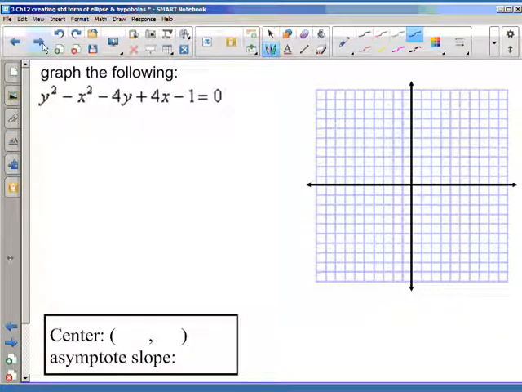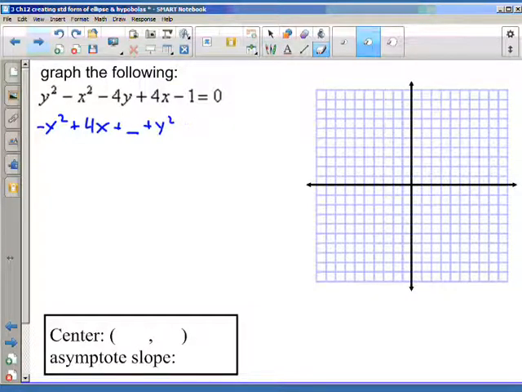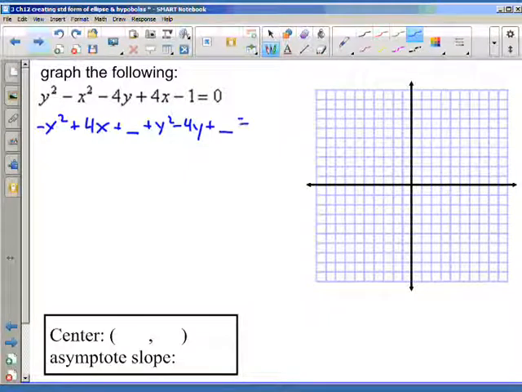Completing the square will be very similar, but negatives cause a little bit of a problem. So I'm going to rearrange first. Negative x squared plus 4x. And then we'll have something plus y squared plus or minus 4y plus something equals 1. I'm going to add that 1 over to the other side.